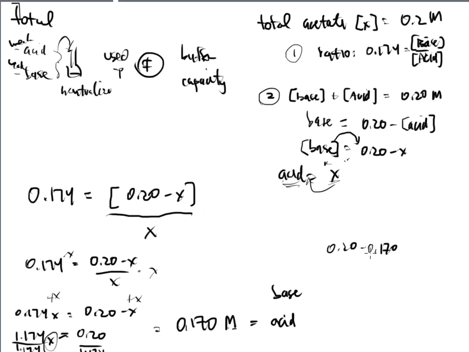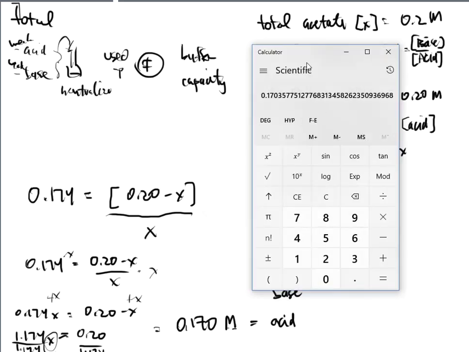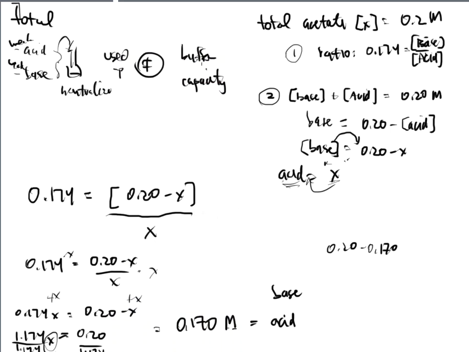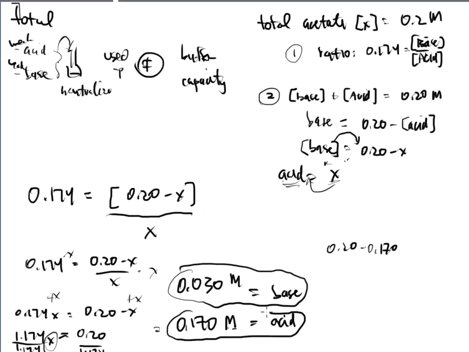And then when I do this, you probably can't do that without using the calculator, but I'm going to bring it up anyway. So 0.2 minus 0.170, and I hit enter, and I get 0.03. So 0.030 would be the molarity of the base. Okay, so this is going to tell me the concentrations that I need of each one, the concentration of the acid and the concentration of the base.